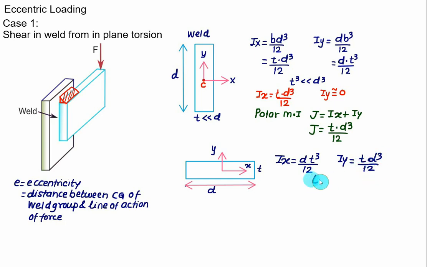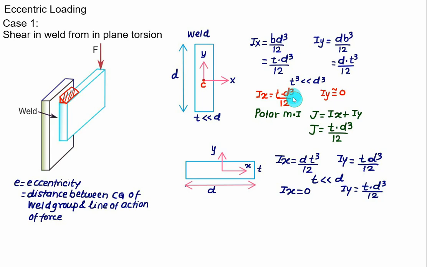Since we know here the value of t is very small as compared to the length of weld, that is, the throat thickness is very small as compared to the length of weld, the contribution of Ix will be equal to 0 and the contribution of Iy will be equal to t into d cube divided by 12.